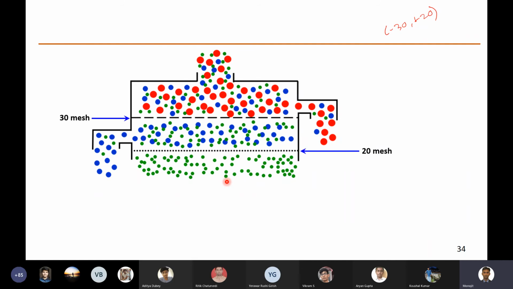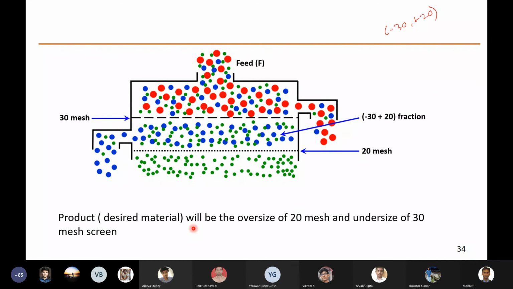So if I try to mark all these streams, I'm marking this one as feed, and this fraction is minus 30 plus 20. Obviously the mixture that is passing through 30 mesh screen but retained on a 20 mesh screen, that is minus 30 plus 20, and this one is our product. This is the same thing because we are getting the product from here. So we can mark this as one reject and this as another reject, right? So I'm marking this as R2 and R1. This is one reject and this is another reject. Fine. Is the problem description clear?